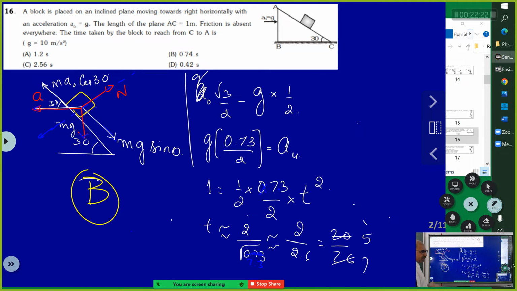So this is a very simple problem. See, in mains, they are going to ask you such types of questions, and maybe even in NEET and mains, most of the questions will be like this.